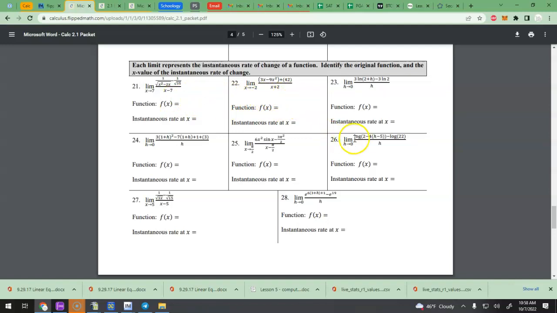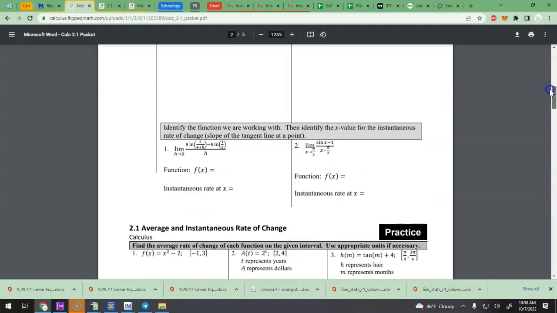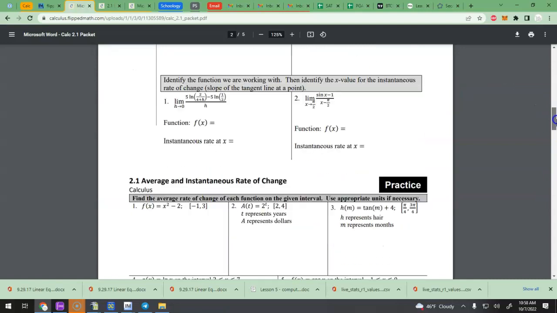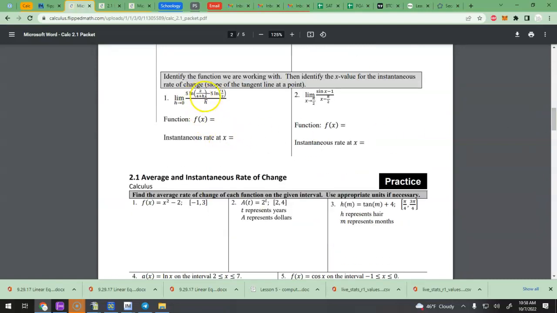Does anyone know what they're doing when it comes to calculus? No. A is 5 ln 2 over x, and x is 4. Yes. Okay, I get it. I was wrong. He's got it.